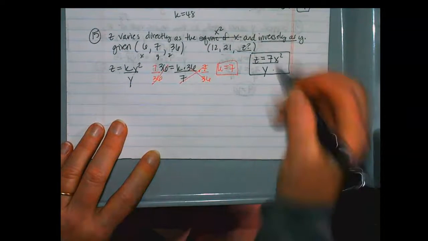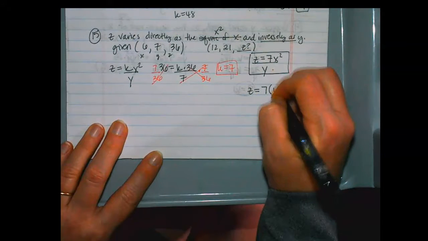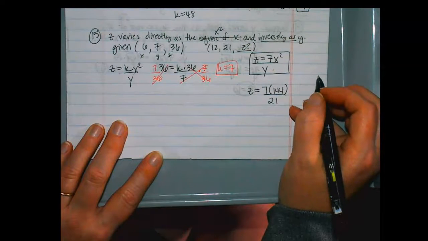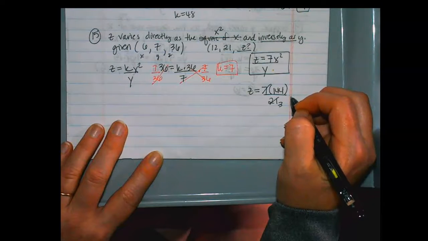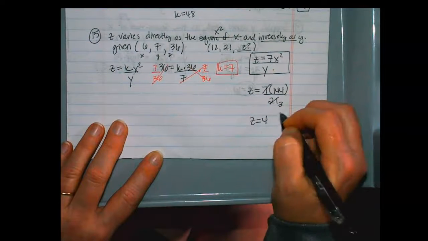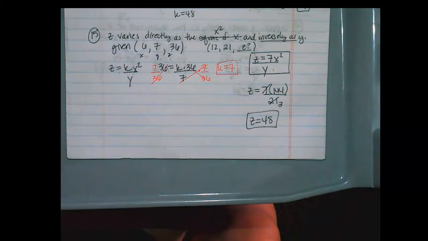Now plug in z. I have z equals 7 times x squared, which is 144, divided by y, which is 21. Let's see, 7 goes into 21 3 times. 3 goes into 144, it goes 4 times into 24, 8 times, so z equals 48 for 15. So hopefully this rings a little bit of bells compared to last year. We did this a lot, but we only did the one linear association. Now we're getting to plug in all different kinds of equations.